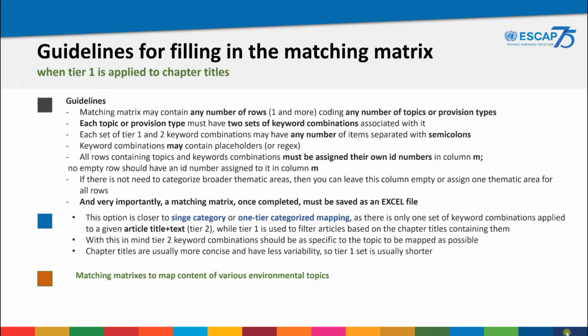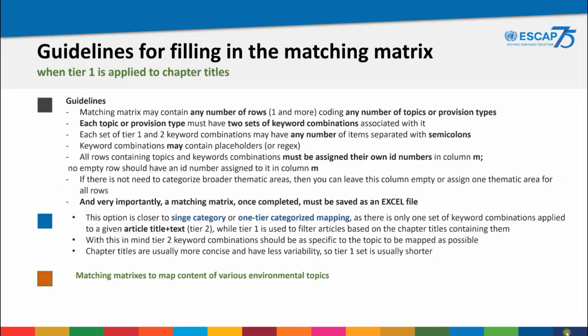Now let's go back a few steps, and specifically, let's go again to the module of the tool where we can select the two-tier mapping option. As I mentioned, you can choose for Tier 1 keyword combinations to be applied to chapter titles. This way, you use Tier 1 to filter the articles to be analyzed based on the chapter titles.